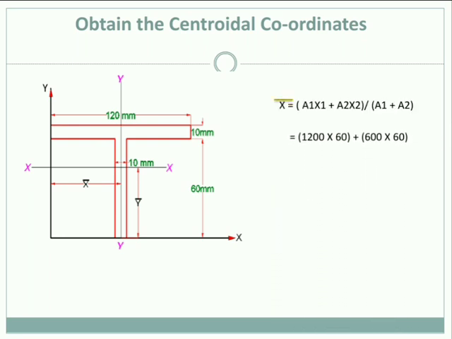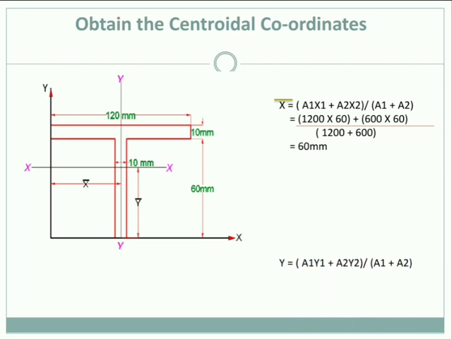x bar is equal to a1 x1 plus a2 x2 upon a1 plus a2. Now I have written the calculations. a1 x1, all these values are previously calculated, so we get x bar as 60. Now this is what I told, as the figure is symmetrical about the vertical axis, the horizontal component directly will be half of the longer side, that is, x bar we can directly write as 60. But as this is the first example, I wanted to prove that to you all, so I have included that in the calculation.